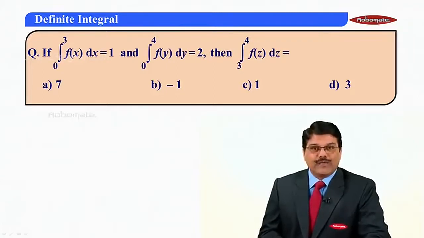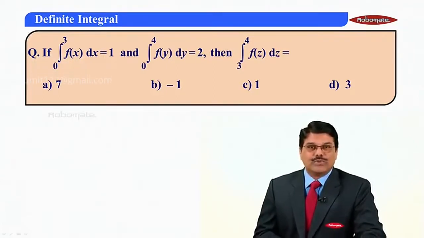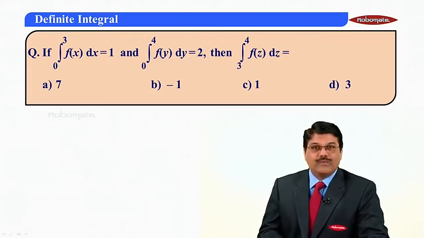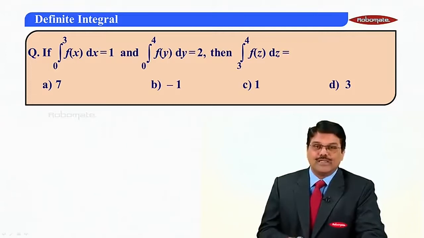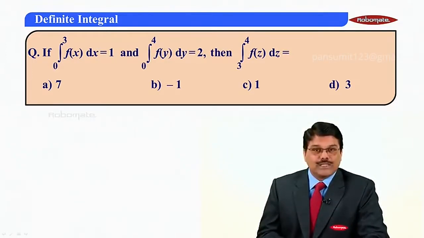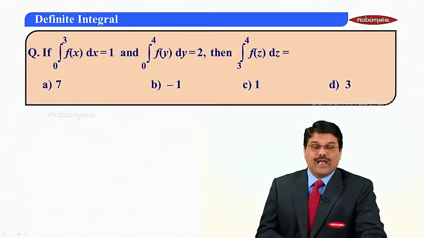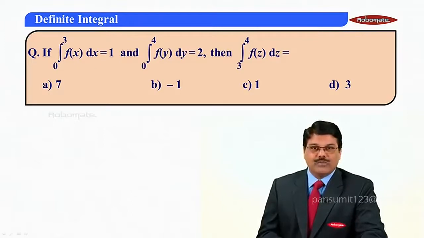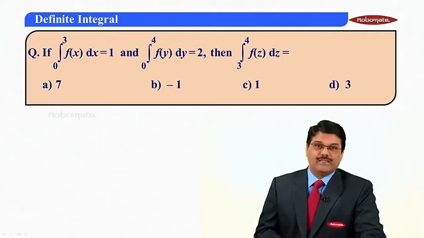If the integration of f of x with respect to dx from 0 to 3 is equal to 1, and the integration of f of y with respect to dy from 0 to 4 is equal to 2, then find the integration of f of z with respect to z from 3 to 4. The options are: A) 7, B) -1, C) 1 and D) 3.